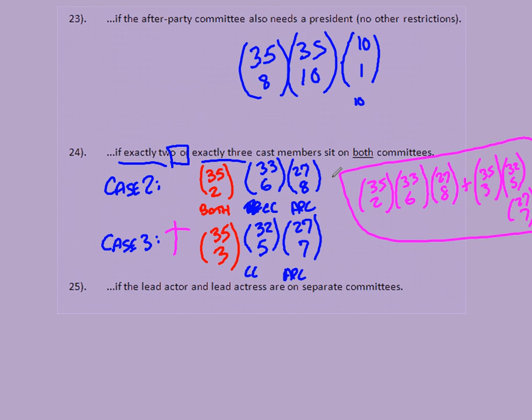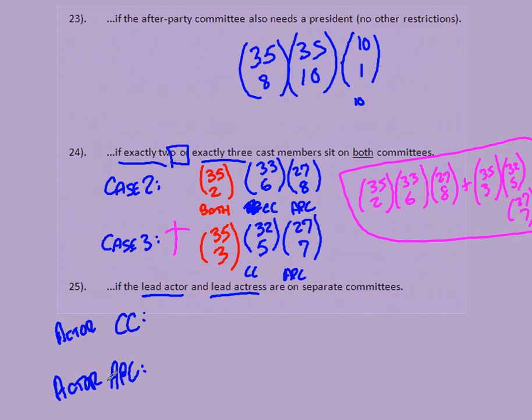All right, and the last part: the lead actor and lead actress are on separate committees. This is probably the toughest one on here, and might be tough for you to think about. We know that the actor and actress are on different committees. Let's get them placed first. How many choices does the lead actor have? Well, the actor can be either on the costume committee or on the after-party committee. So this is if the actor is on the costume and if the actor is on the after party.